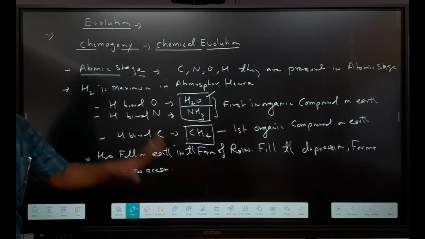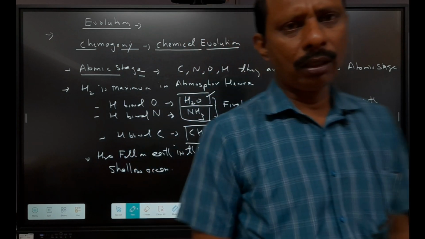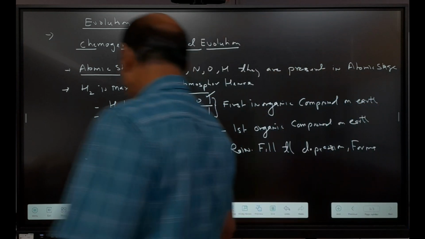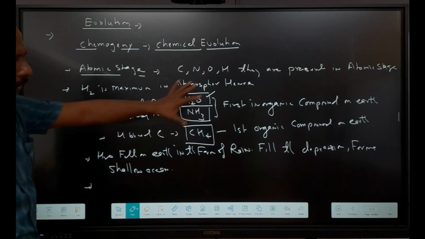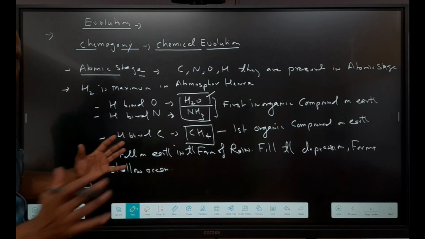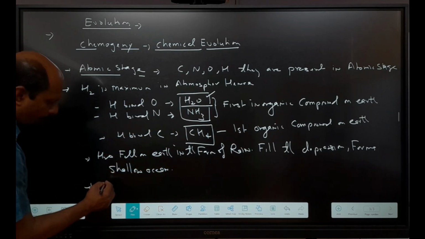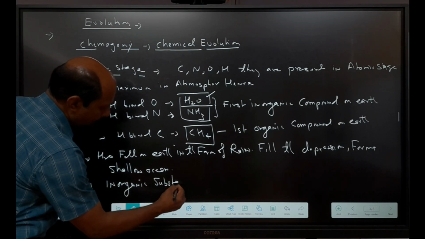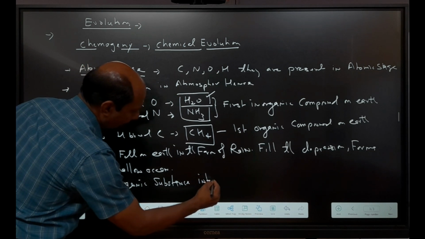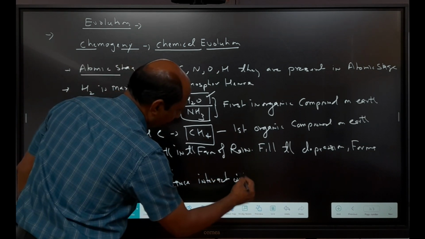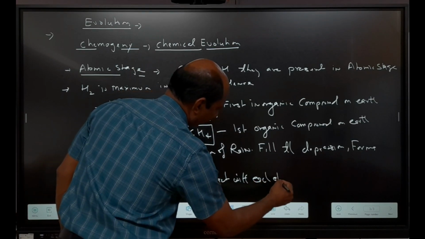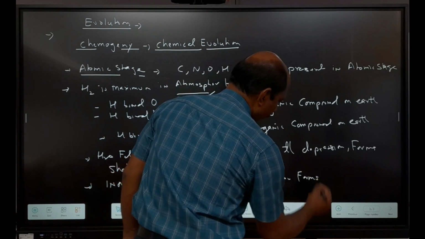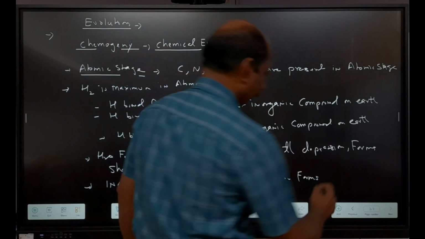At that time, temperature is very high. That means the temperature of this ocean of water is also very high, right? Because this ocean contains all these inorganic compounds. Now they interact with each other, right? The inorganic substances interact with each other and form complex organic substances.